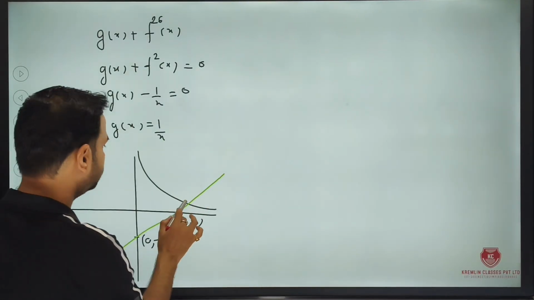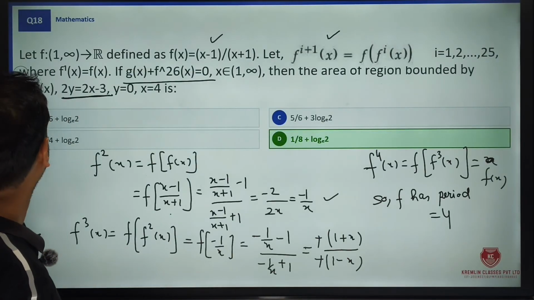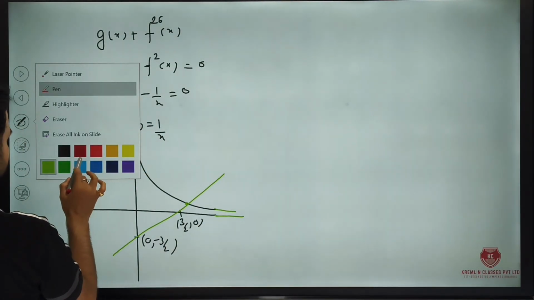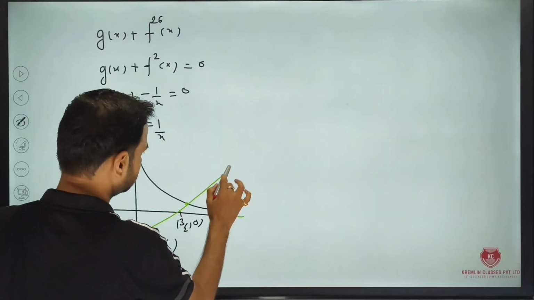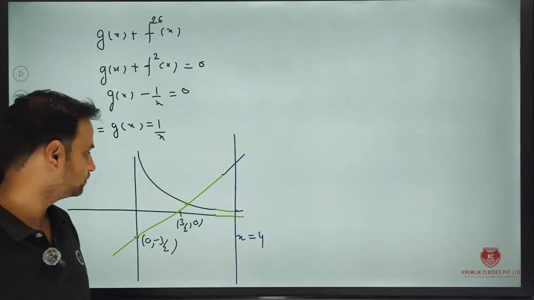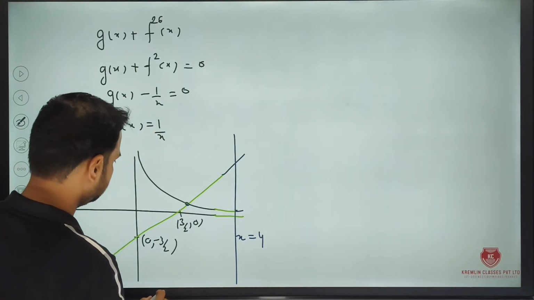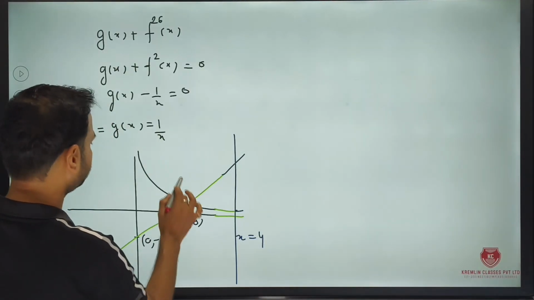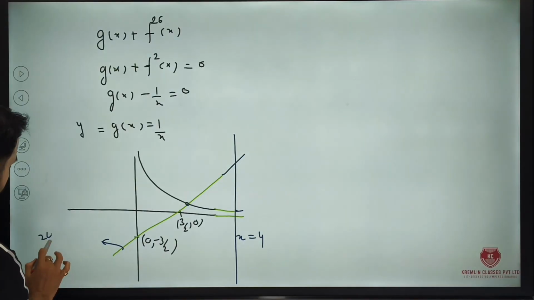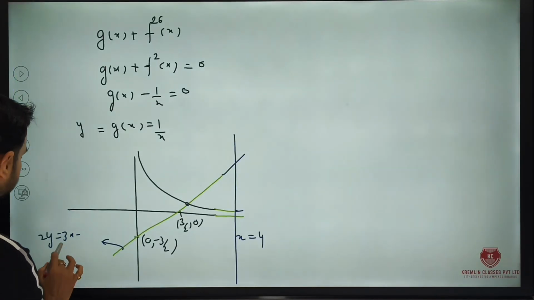I am doing it in green. This is the point of intersection; we will find out the point of intersection. X equal to 4 also, we will draw in a different color. Let us take this color. This is x equal to 4. This point, what is this point? This is y equal to 1 by x, and this line is 2y equal to 2x minus 3.